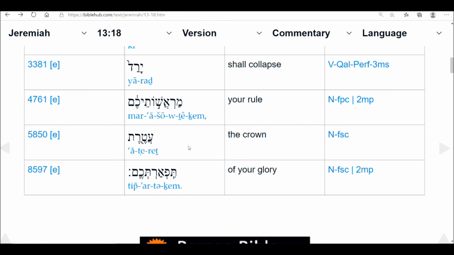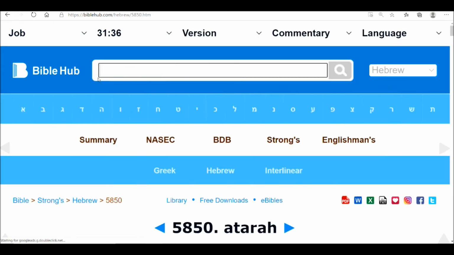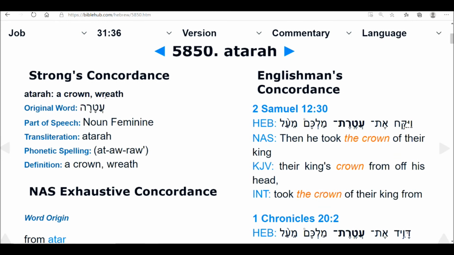So let's go now to the last two words. We have 5850. The crown and glory. So this is the wreath and the crown. If you go into the word, now we have ayin tet resh hey, and this would be the knowing of correct.